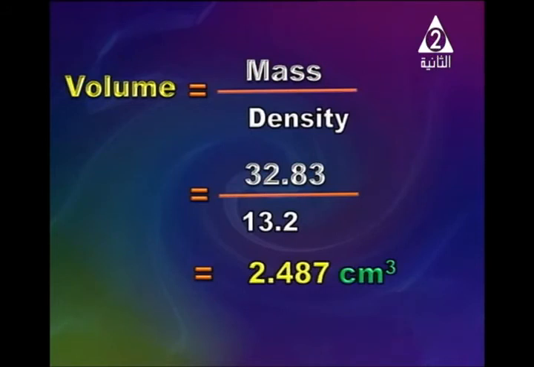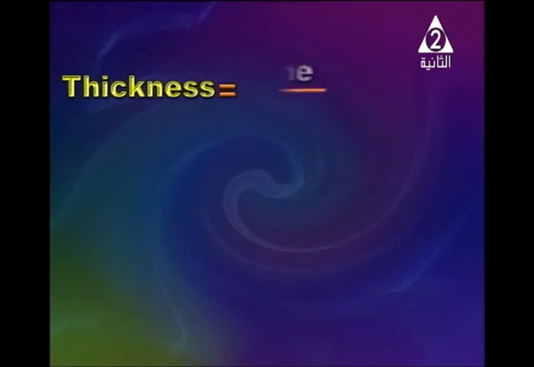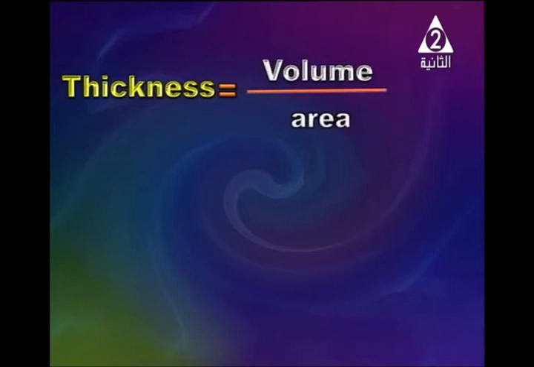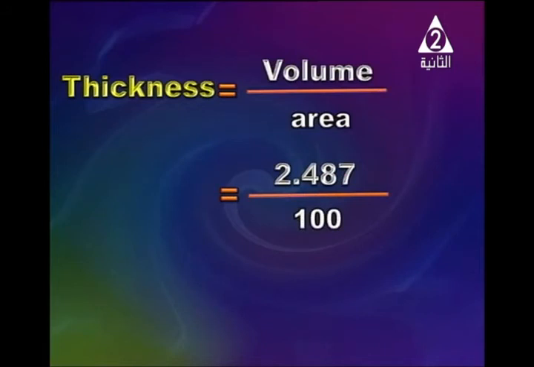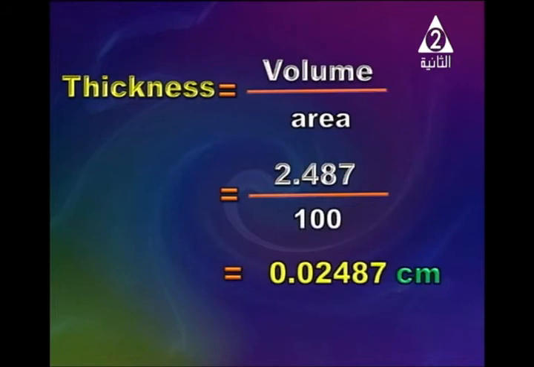We know the volume is a 3-dimension measurement, while the area is 2-dimension measurement. So the thickness, which is the height, equals the volume divided by the area. The volume we calculated before, 2.487 centimeter cube, while the area is given 100 centimeter square. So the thickness equals 0.02487 centimeter. This is the thickness of the gold layer precipitated on the copper sheet or the copper plate.